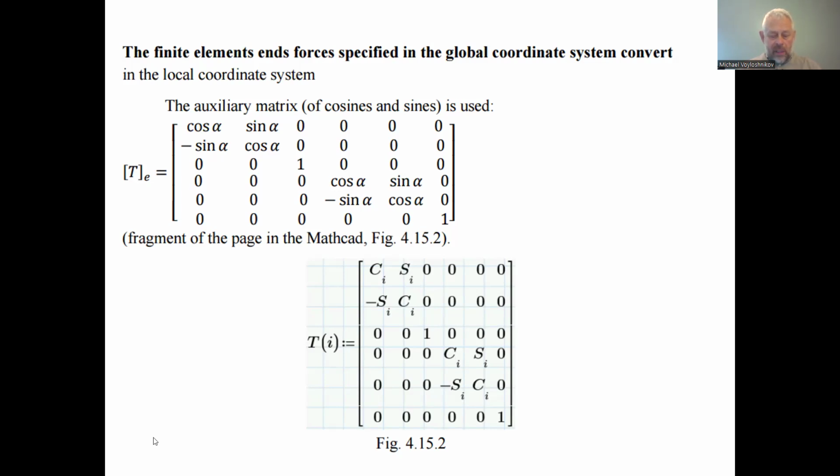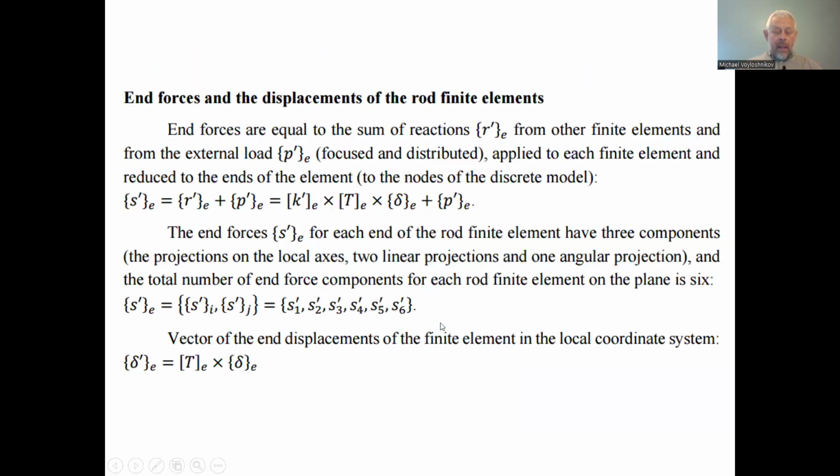So the number of the finite element is a variable here in the function matrix. We consider this auxiliary matrix as a function dependent on the number of the element, because each cosine and sine element in the auxiliary matrix for transformation from the global to the local coordinate system depends on the angle of inclination. The angle of inclination is data assigned for each finite element. So this is a function of the number of the finite element in the Mathcad computer algebra system.